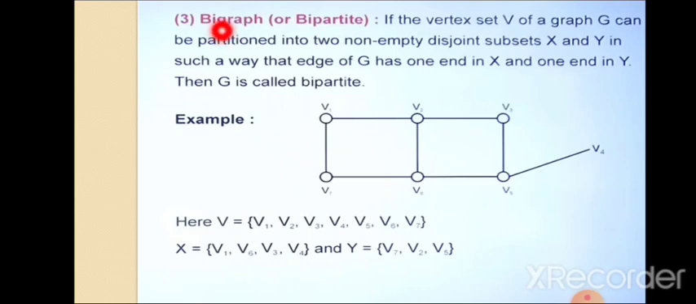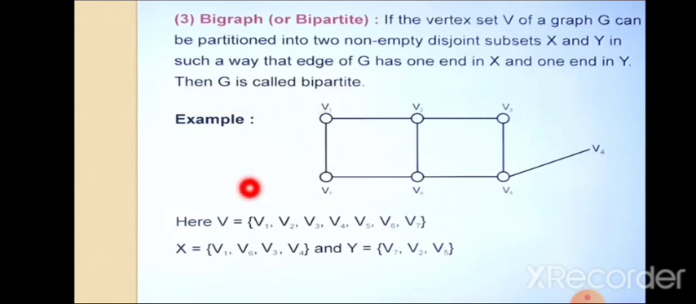Next is bigraph or bipartite. If the vertex set V of a graph G can be partitioned into two non-empty disjoint subsets X and Y in such a way that every edge of G has one end in X and the other end in Y, then G is called bipartite.